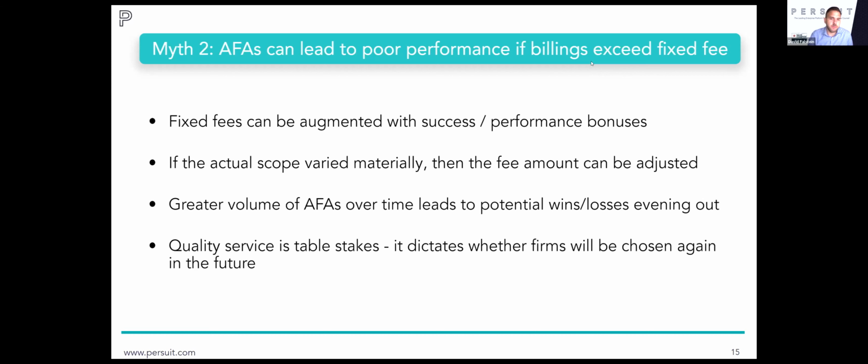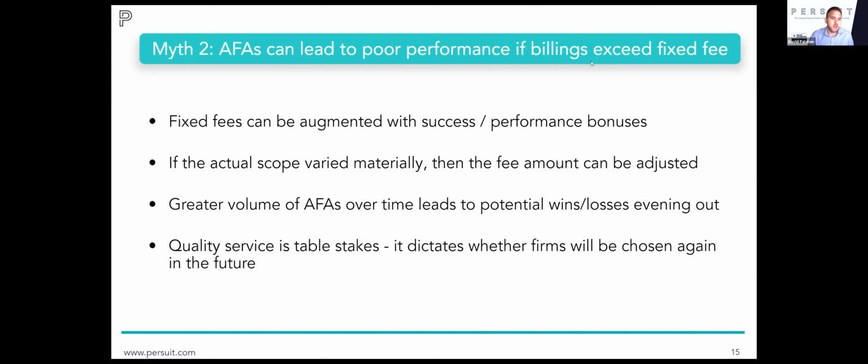So like you said, Laura, that would indicate to me that the scope must have changed, that there must be significantly more work required. And in that case, you do need to adjust the fee amount. But if it's just the case that the firm took more hours for the exact same scope, then the risk is really on them to perform the work efficiently. So the price should only change if the actual scope has gone up.